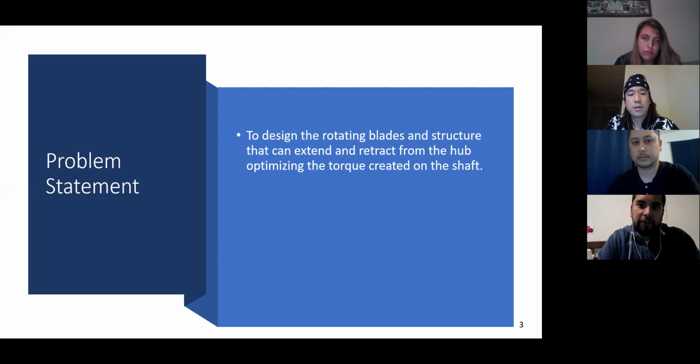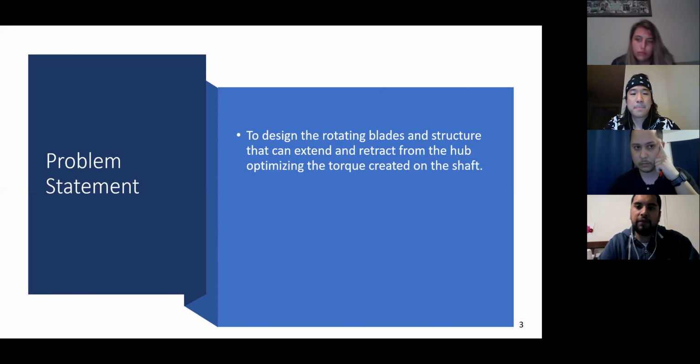The problem of this project was to take a vertical axis wind turbine that had been known to function off receiving contact on one blade, to where it receives contact on each of its blades. To address this issue, the blade and the overall structure will be designed to where it can extend and retract from the hub, optimizing the torque it receives on the turbine shaft.